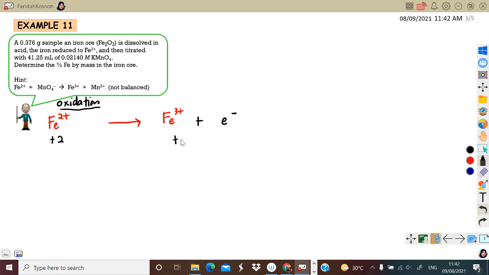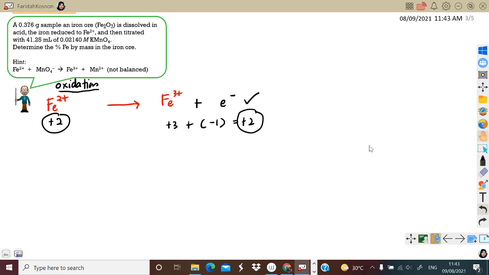So positive 2 mesti tambah berapa? Positive 3 tambah berapa, kita akan dapat positive 2. So positive 3 plus negative 1, kita akan dapat positive 2. So di sebelah kanan oxidation half equation, we add only 1 mole of electron. Okay, settled. Alright, so the charges equivalent. Okay, setara.